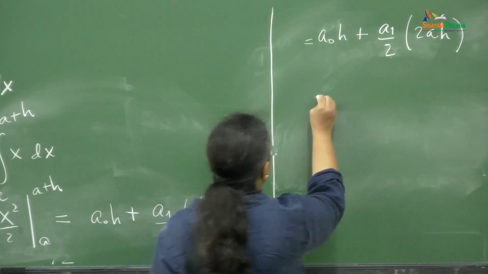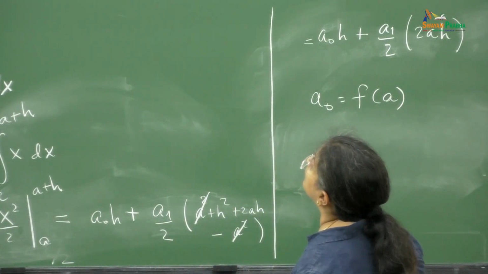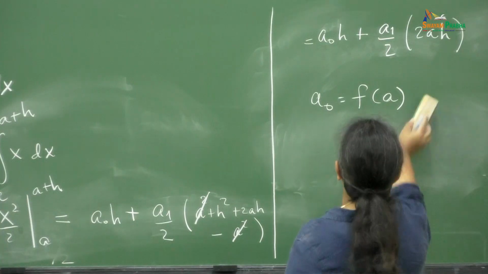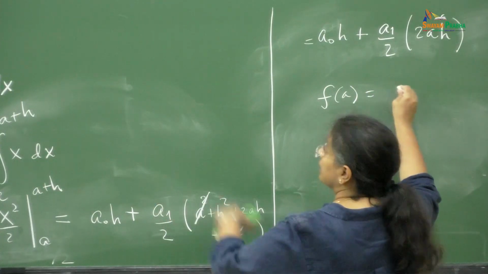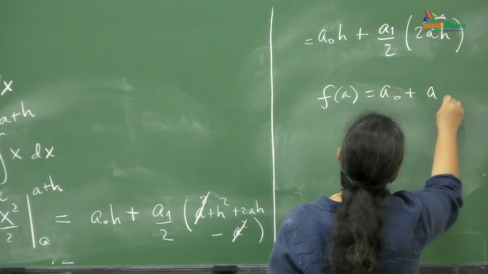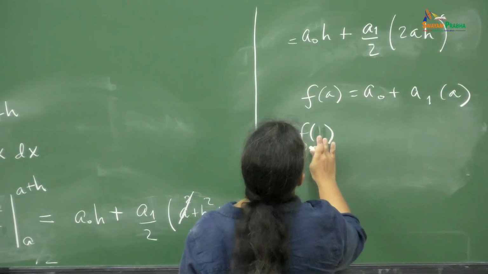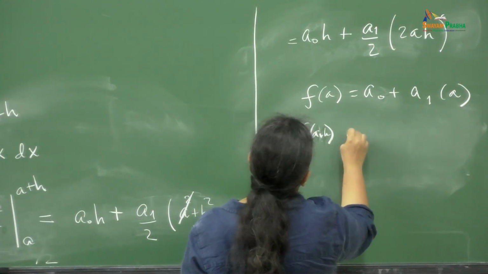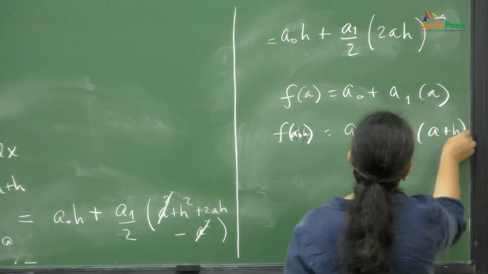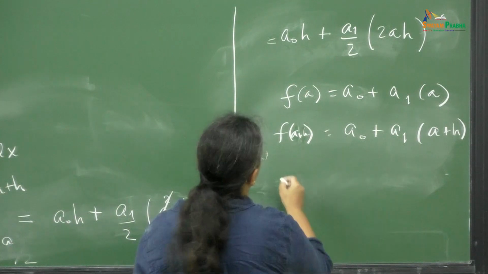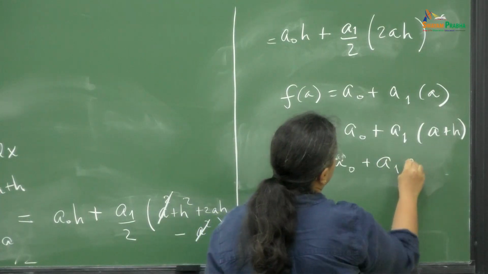Correct? So I can take my a0 to be f of a, and no, I can't do that. Wait, let's see. I have to fit it, right? So f of a is a0 plus a1 into a, and f of a plus h is a0 plus a1 into a plus h. Okay? So now I can solve. Can you solve for a0? If I solve for a0, what do I have?